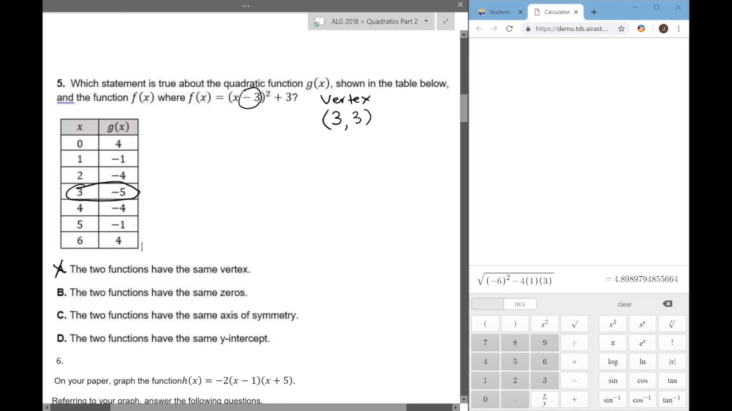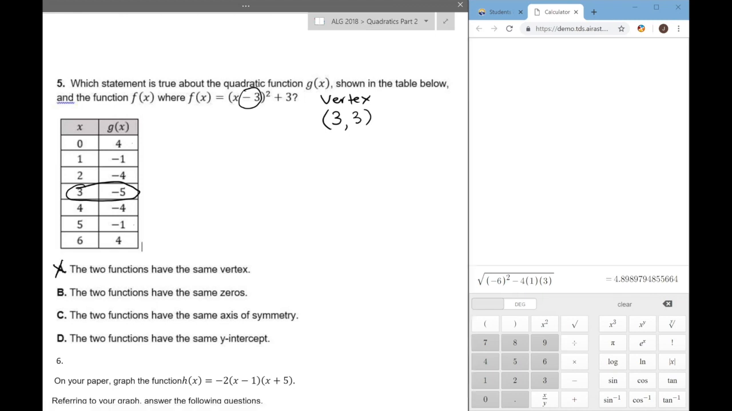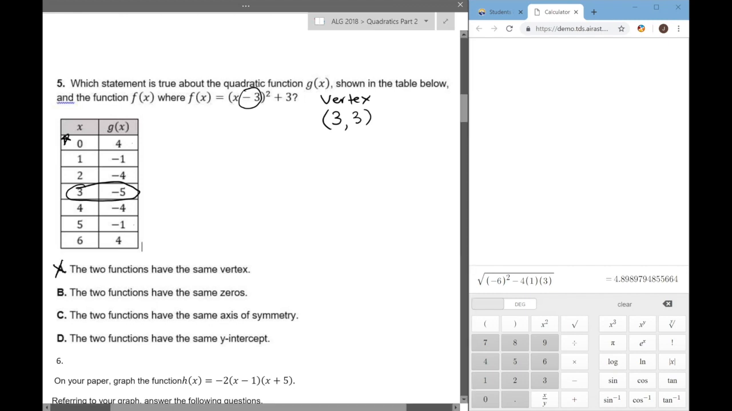Okay. Next thing you can look for is what is the y-intercept? The y-intercept is when x is 0 and y is a number. So x is 0 here at 0 comma negative 4. Okay. So if I put 0 in for this formula, 0 minus 3 squared plus 3. 0 minus 3 is negative 3. Negative 3 squared is 9. Plus 3 equals, well, 9 plus 3 is 12. So this one is 0 comma 12. So therefore, they don't even have the same y-intercept.